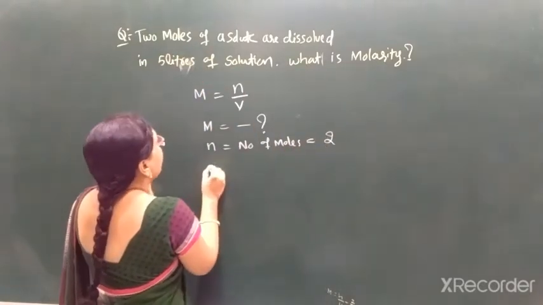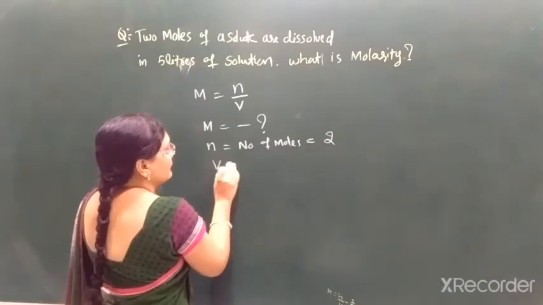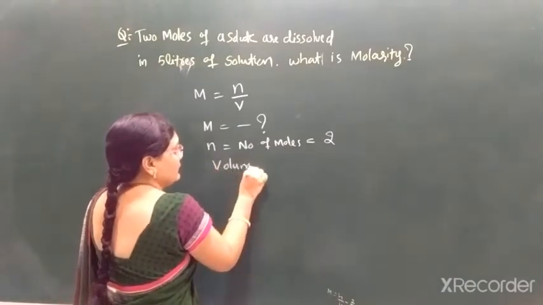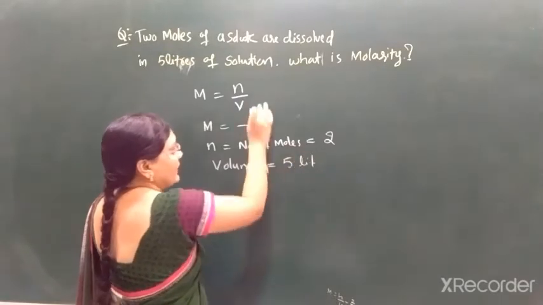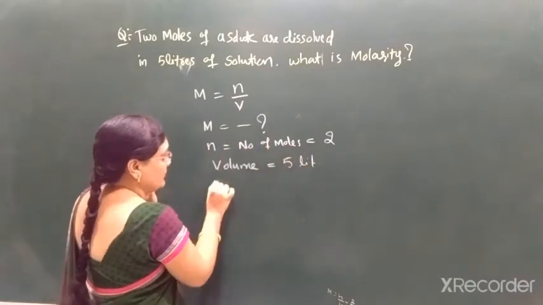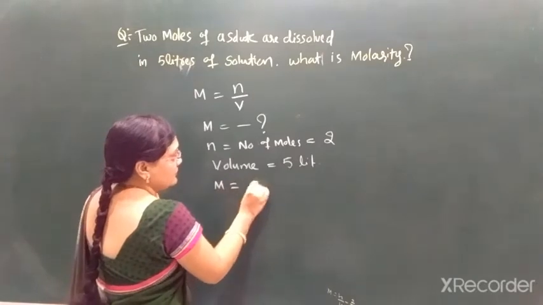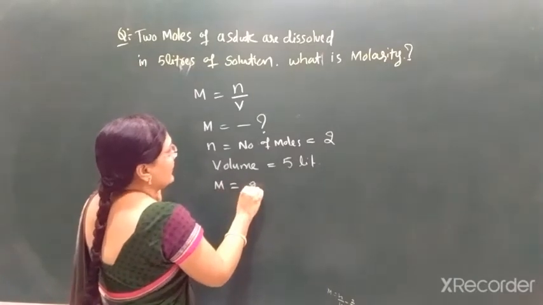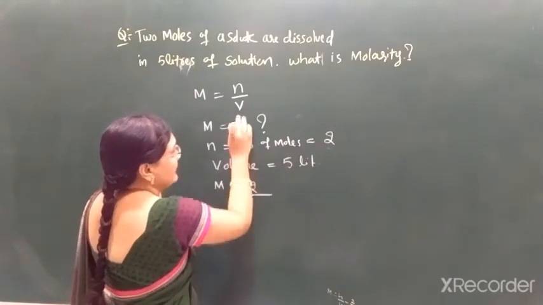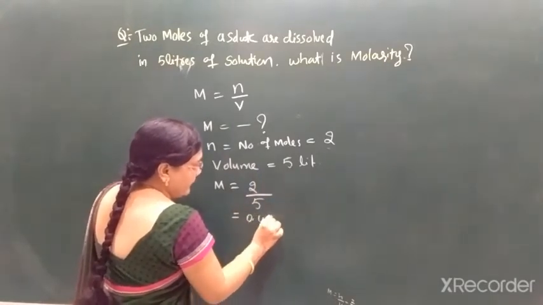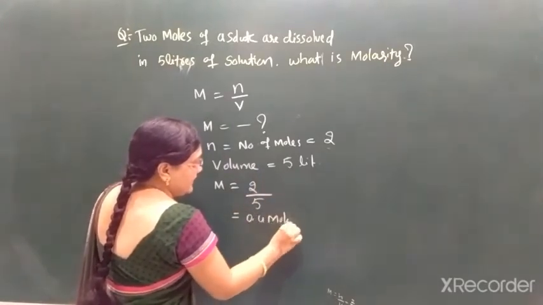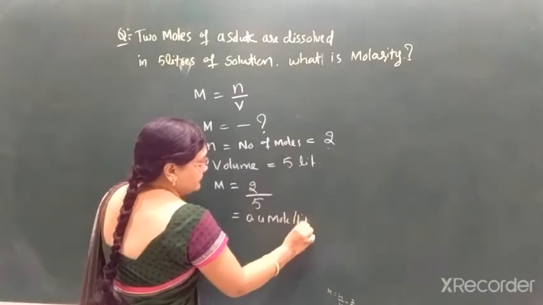And the volume is 5 liters. These values are substituted: n equals 2, V equals 5. The answer is 0.4 moles per liter.